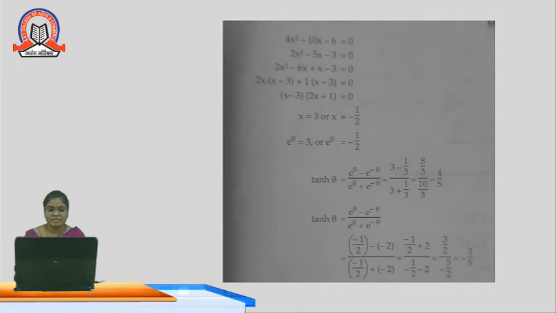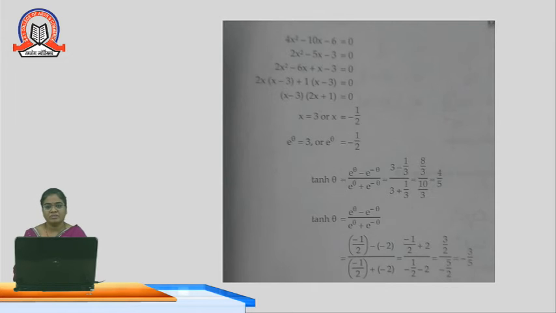Solving this, we are getting 4x² minus 10x minus 6 equals 0. This is again a quadratic equation, 2x² minus 5x minus 3. Solving this, we get (x minus 3)(2x plus 1) equals 0 as the factors. We get the answer x equals 3, x equals minus 1/2. We have substituted x equal to e^θ, so e^θ equals 3, e^θ equals minus 1/2.